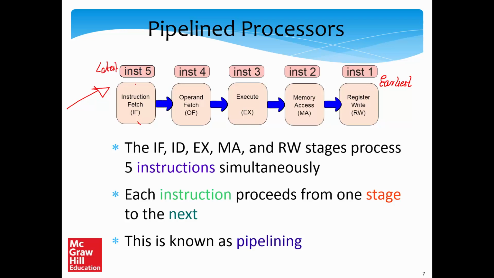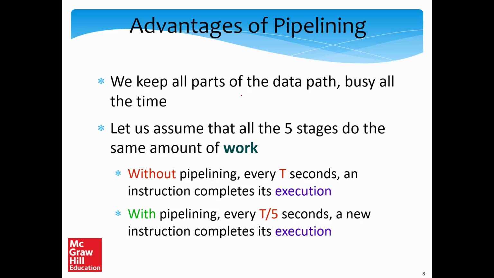And as IF is over, an instruction will move to the OF stage, and as operand fetch is over, it will move to the EX or execute stage, and so forth. So this process is known as pipelining. It might sound simple, but it's incredibly complicated. So let's first take a look at what is the advantage of pipelining.